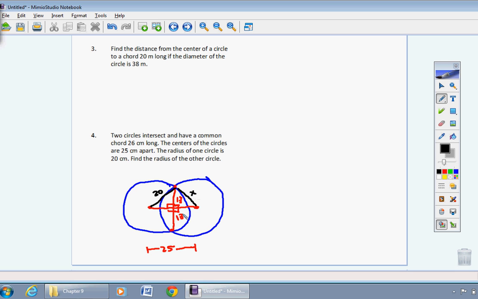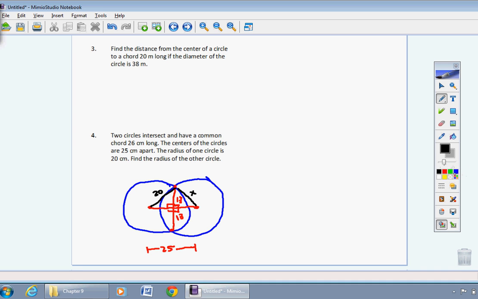Now, one of the biggest parts of this problem is what I mentioned earlier, seeing that since I'm connecting the centers, this chord has to be bisected. So this would be 13 and that would be 13. Now, what I need to do is use the Pythagorean theorem here to find this distance from here to here, because that'll allow me to then find this distance, and I can use the Pythagorean theorem to find x.